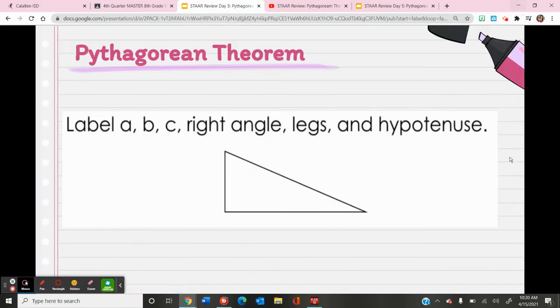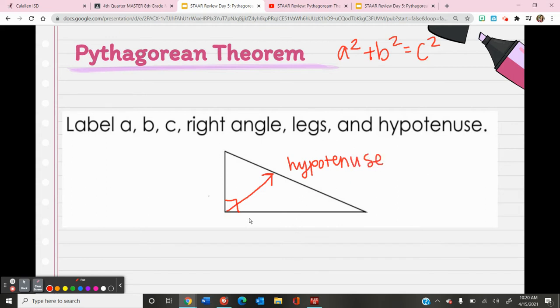Going here, it says the Pythagorean Theorem, label ABC, the right angle, legs, and the hypotenuse. So remember, the Pythagorean Theorem is used to find the unknown length or side of a right triangle. The formula for it is a squared plus b squared equals c squared. On this triangle, we first want to start off by labeling our 90-degree angle. And from that 90-degree angle, we always draw an arrow diagonally to it because this points to your hypotenuse.